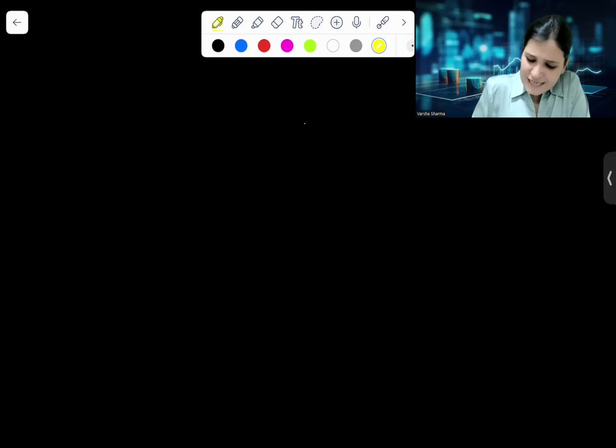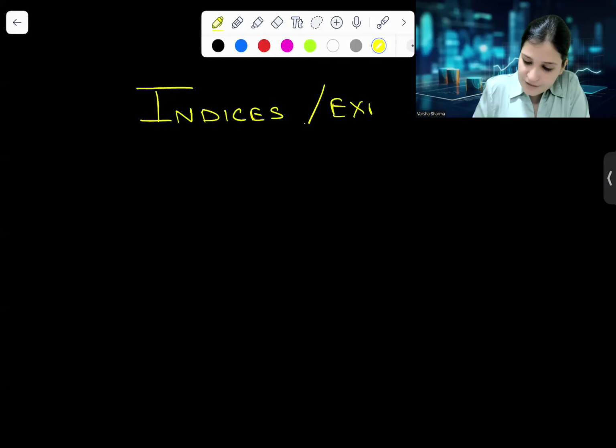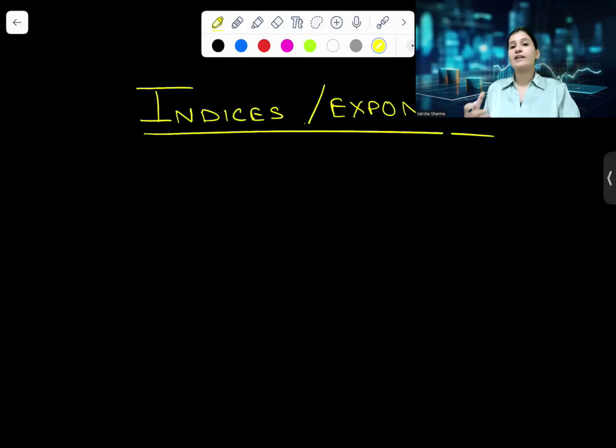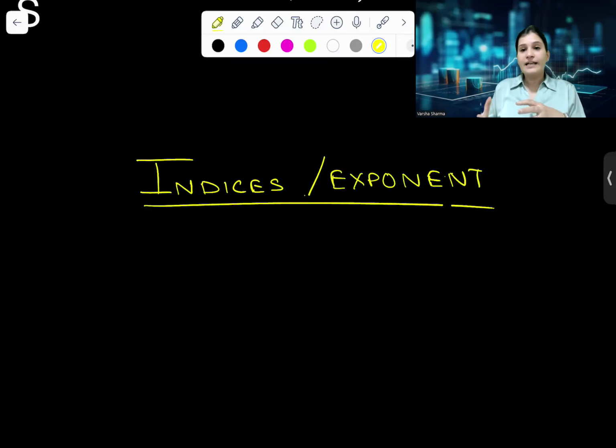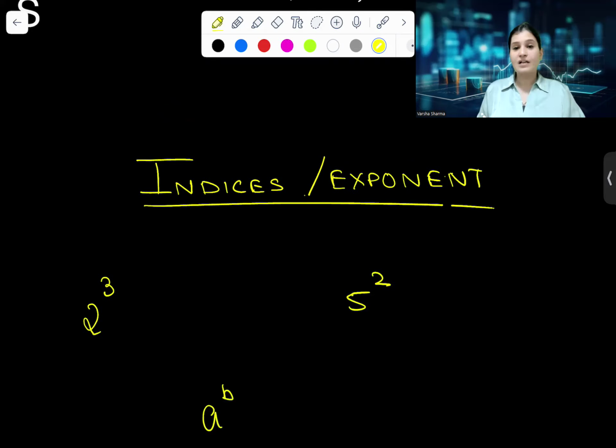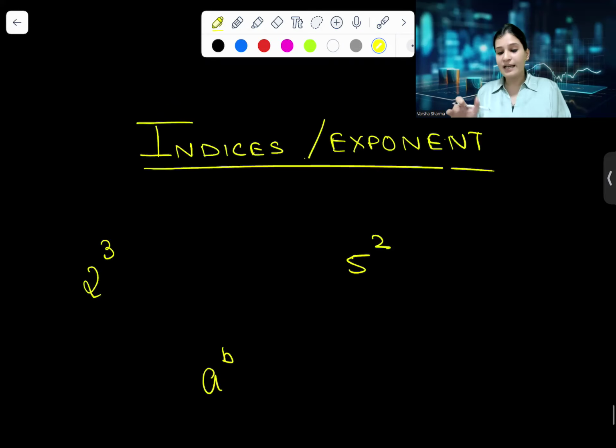We're going to start with a very easy topic that you have already seen in your earlier classes: indices, also famously known as exponents. Indices or exponent comes from the word index. Index means power. So in this topic, we are only going to discuss terms that look like something raised to the power something, that is, say, 2 to the power 3, 5 raised to the power 2, a raised to the power b. So we are going to deal with situations that look like these.